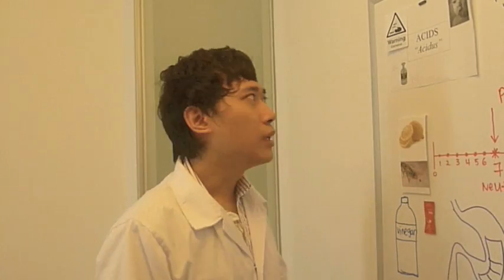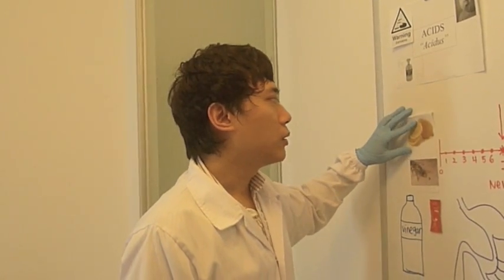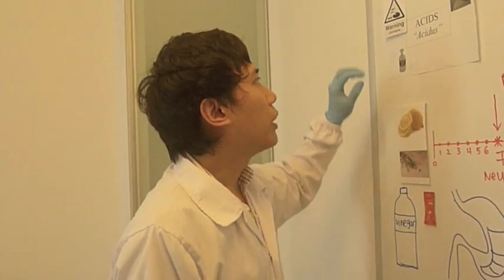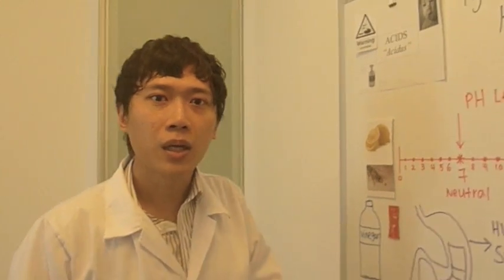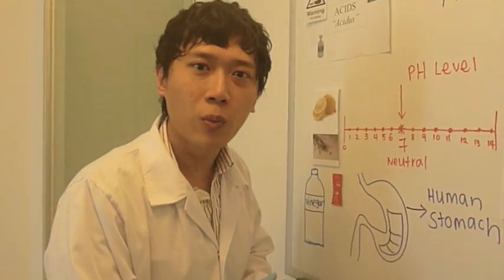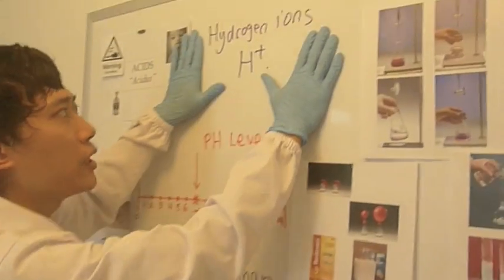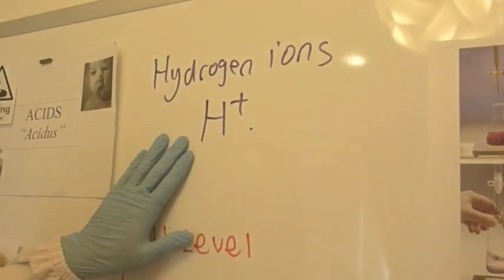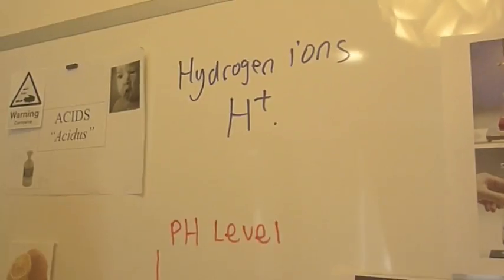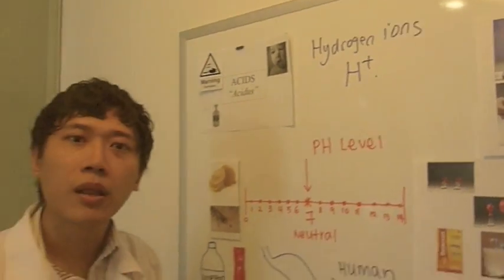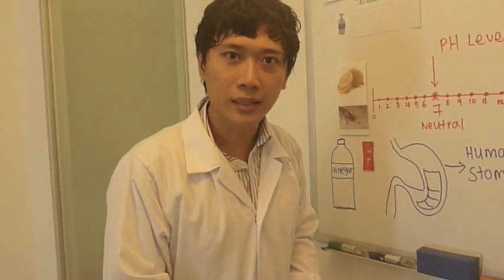One of the physical properties of an acid is that it tastes sour, which is the reason why acid comes from the Latin word acidus, which means sour. An acid tastes sour because when an acid is dissolved into water, it produces hydrogen ions, also known as H+ ions. Hydrogen ions result in all the chemical and physical properties of an acid.